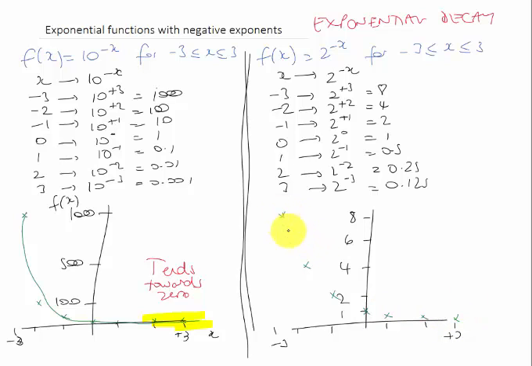Oops, that's not very good. Better. So this is a much less drastic change, but we still see this general shape of the curve. So again, this tends towards 0. That's a general thing that happens with these exponential functions.